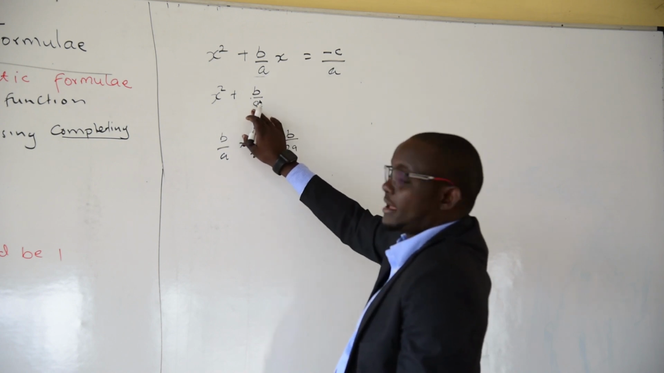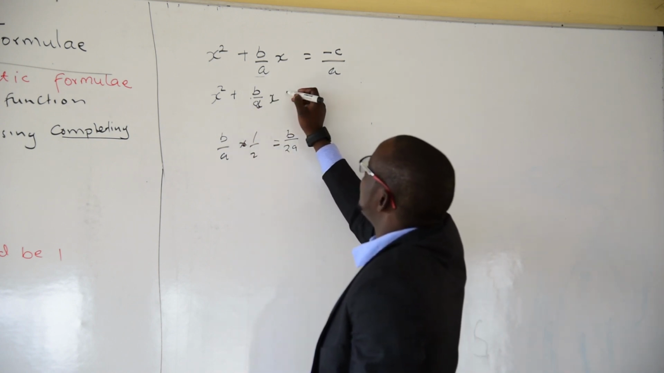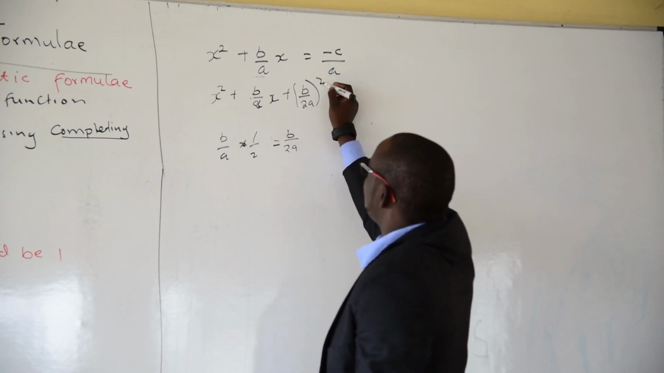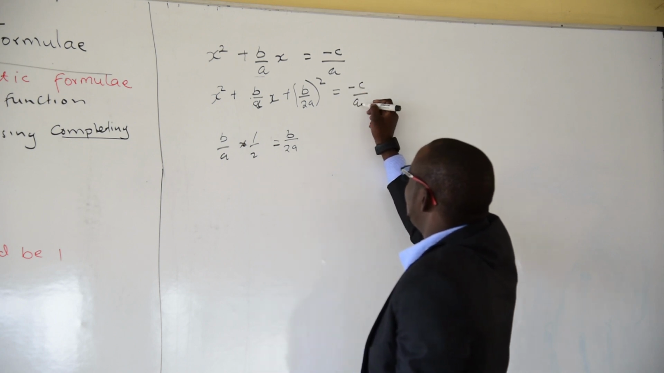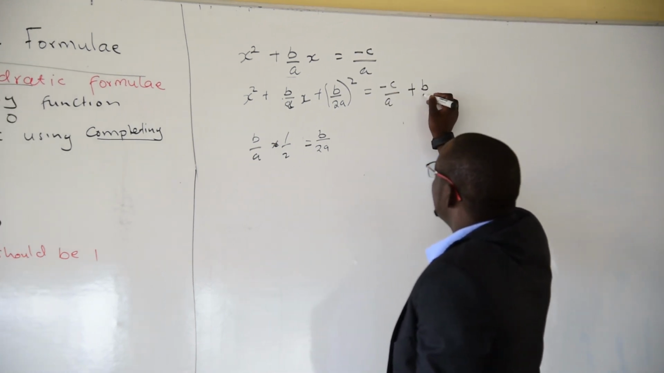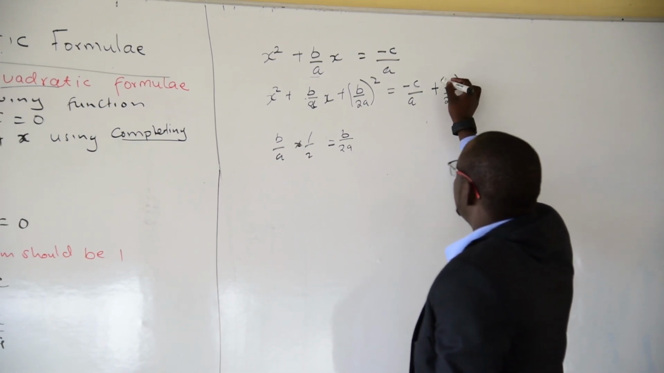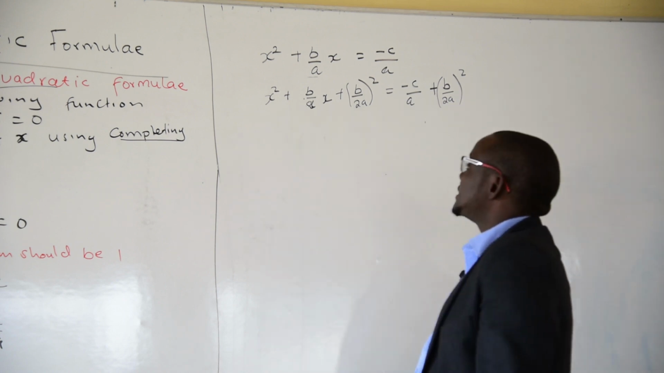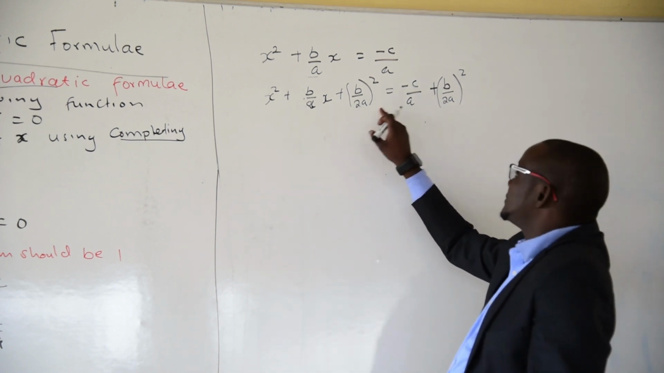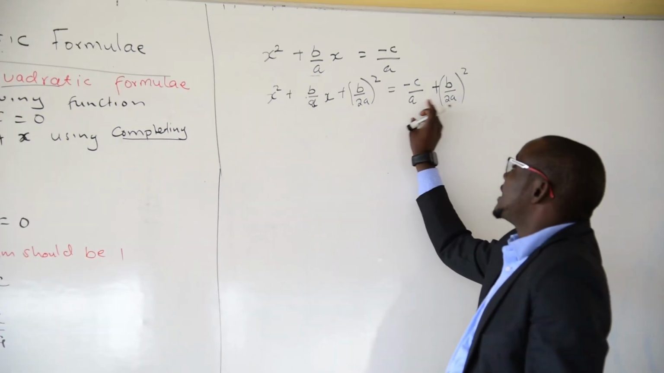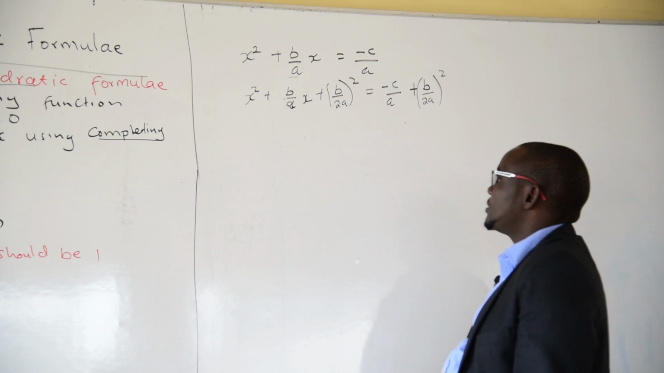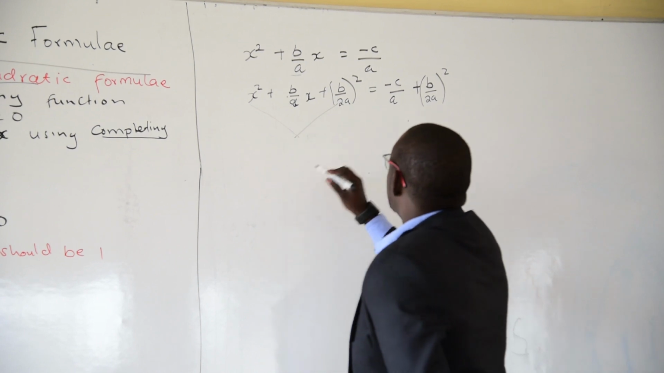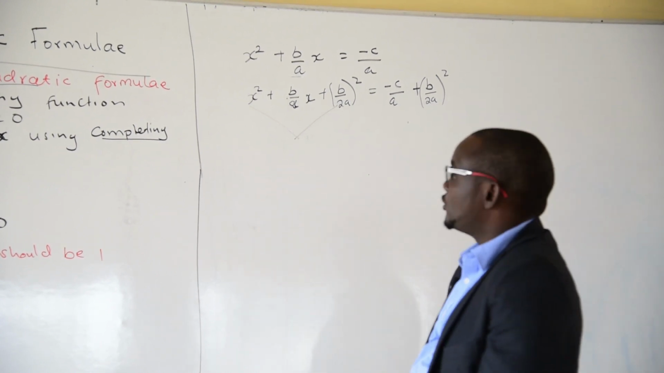That means you have x squared plus b over a, x plus b over 2a, squared, equals minus c over a. I also add the same term on the other side, so that I don't change the meaning of the equation. I need to add b over 2a squared on both sides so that I don't interfere with the totals in the equation. From completing the square, you pick those two terms.